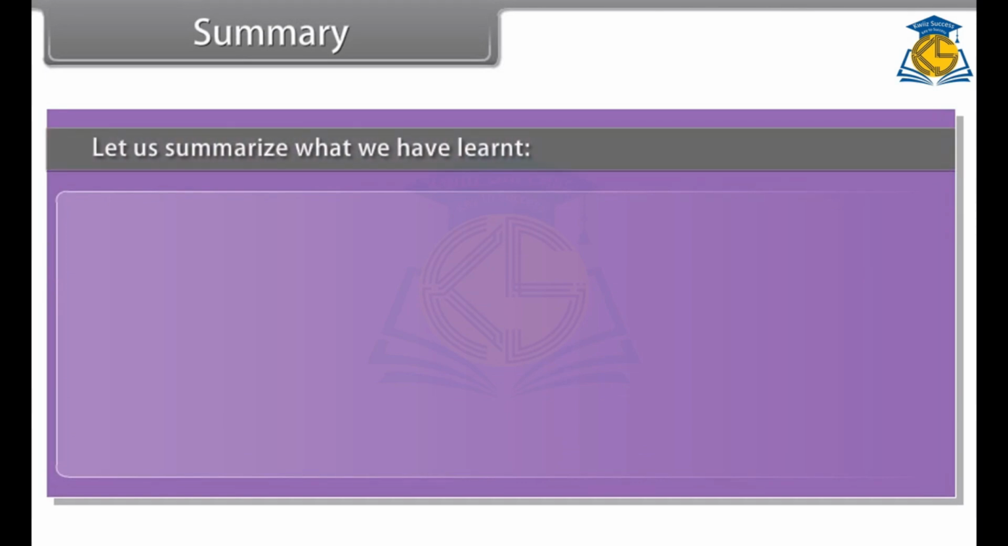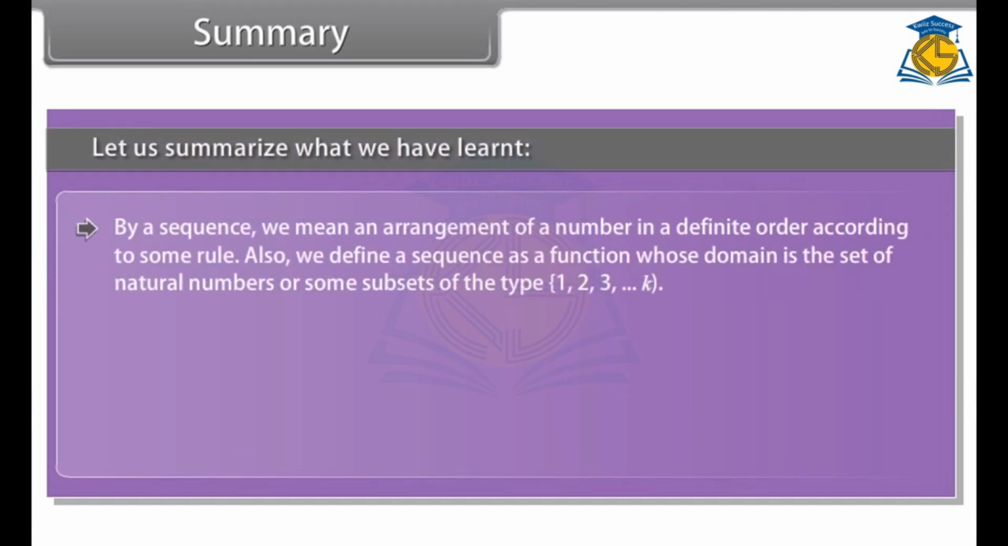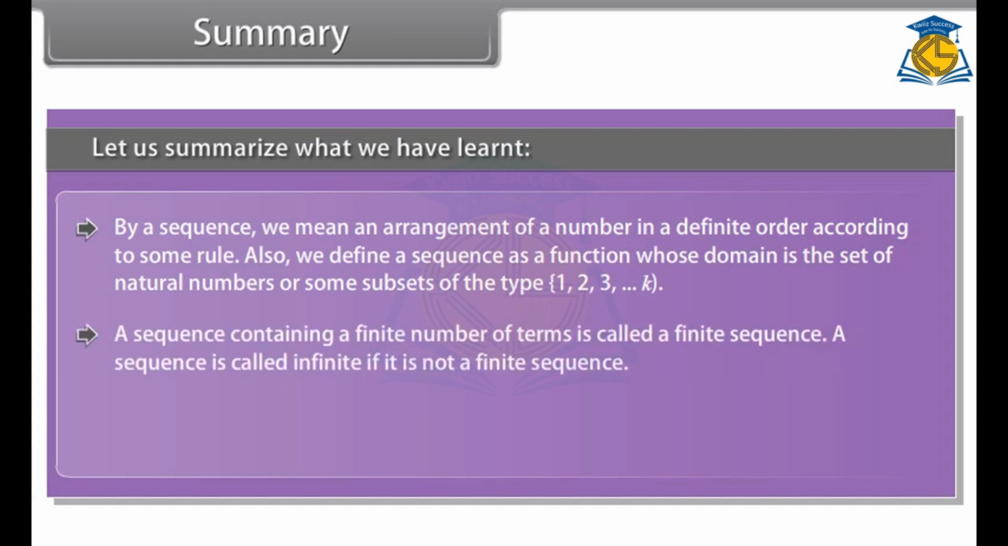Summary. Let us summarize what we have learned. By a sequence, we mean an arrangement of numbers in a definite order according to some rule. Also, we define a sequence as a function whose domain is the set of natural numbers or some subsets of the type 1, 2, 3 up to k. A sequence containing a finite number of terms is called a finite sequence. A sequence is called infinite if it is not a finite sequence.